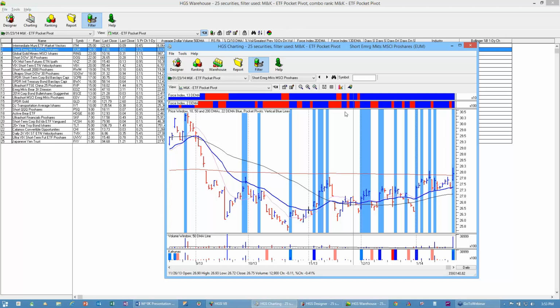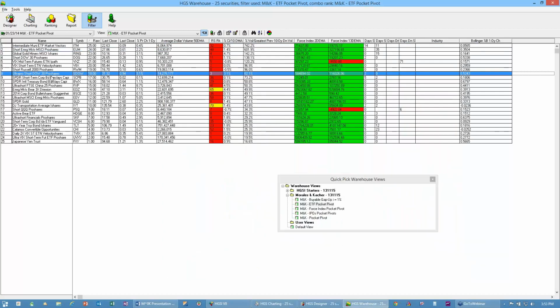Now, as you know, Gil likes to use blue and red. I generally use blue and green in my charts, but it's a personal preference. And that's what he's used to, so that's what's in his views, combos, and charts.